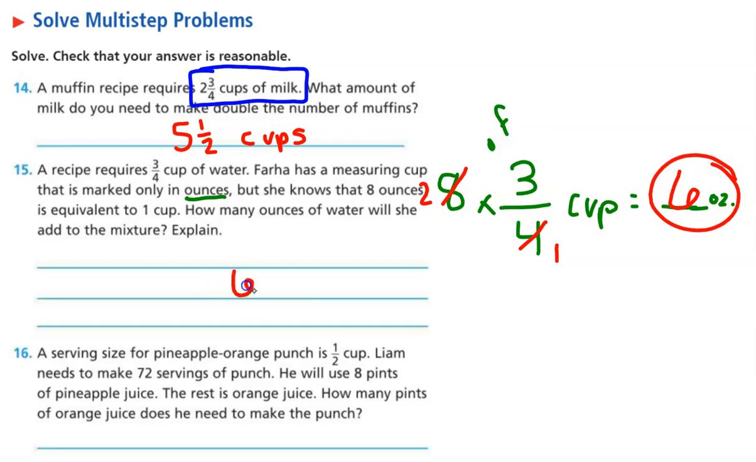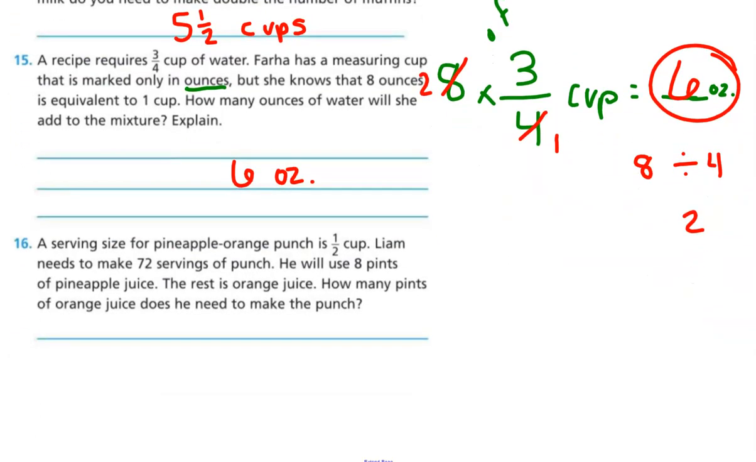Now, in order to check to see if this is reasonable, I want you to think about what's going on here. We know that I'm going to have less than 8 ounces because I only have 3/4 of a cup, which is less than a cup. And if I were to think about splitting up that 8 ounces into 4 equal groups, that would have given me 2 ounces per quarter cup, and I had 3 of those. So you don't have to write anything, just kind of an idea of how we would have solved that problem.